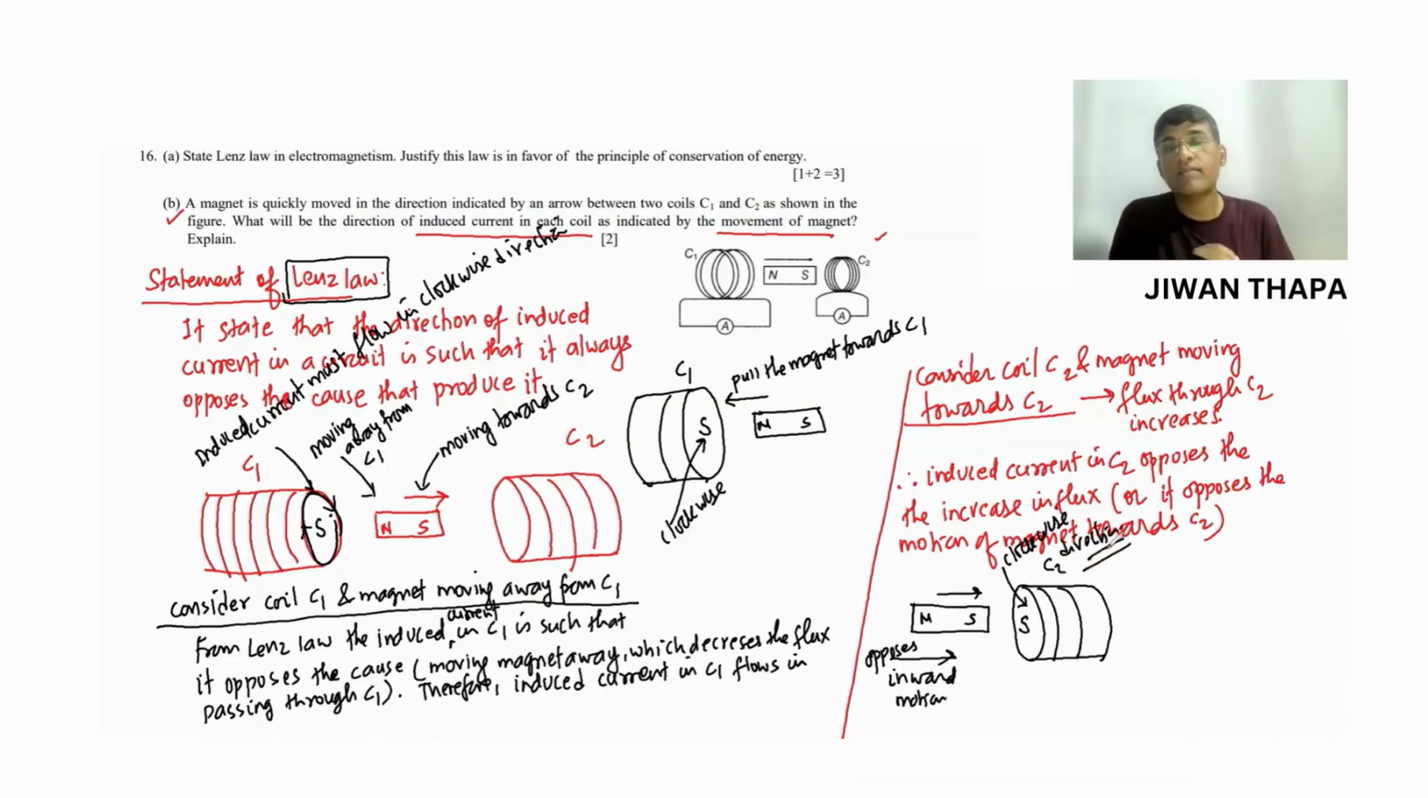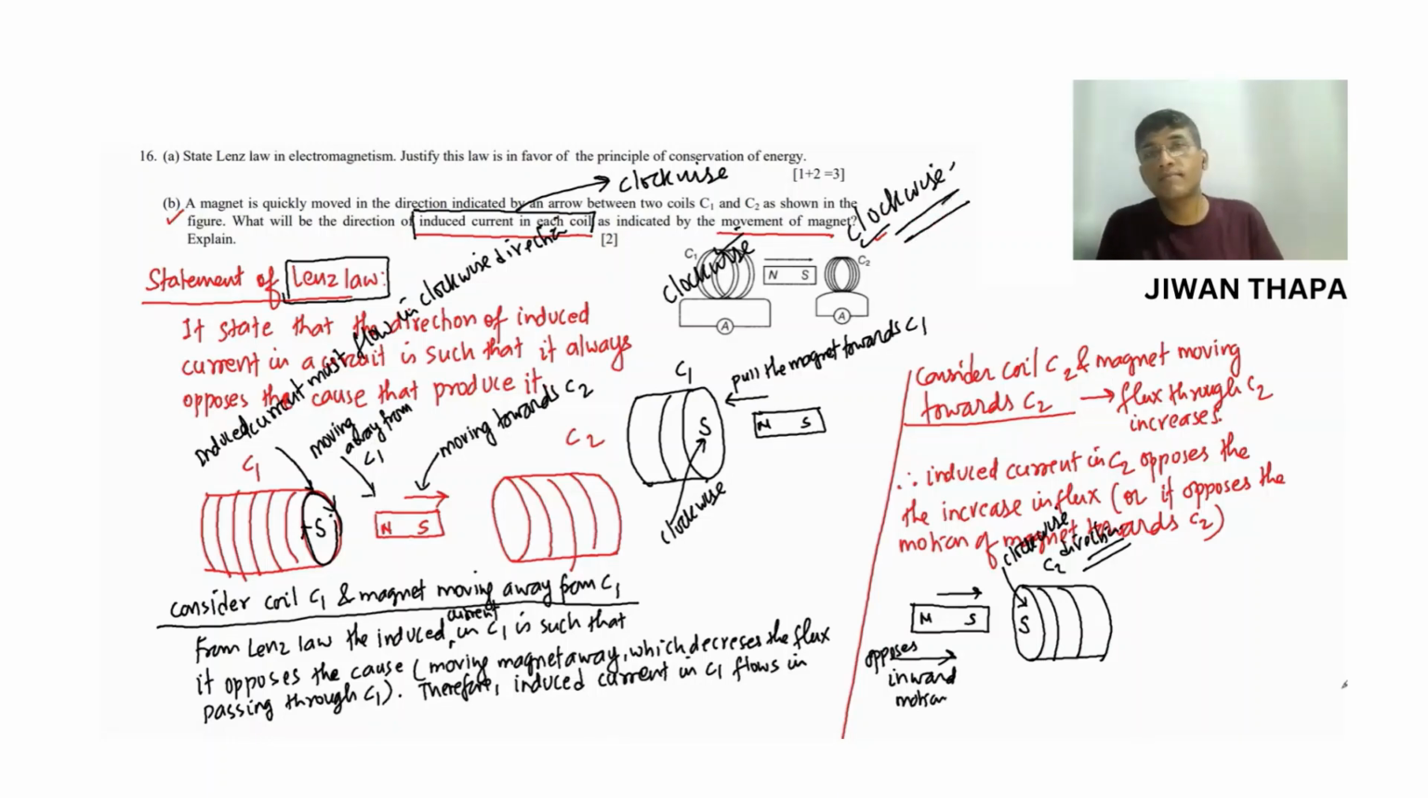So what will be the direction of induced current in each coil? The direction of induced current in each coil, that is C1 and C2, will be clockwise, as indicated by the movement of the magnet. So we find the current in C1 and C2 both will be clockwise.